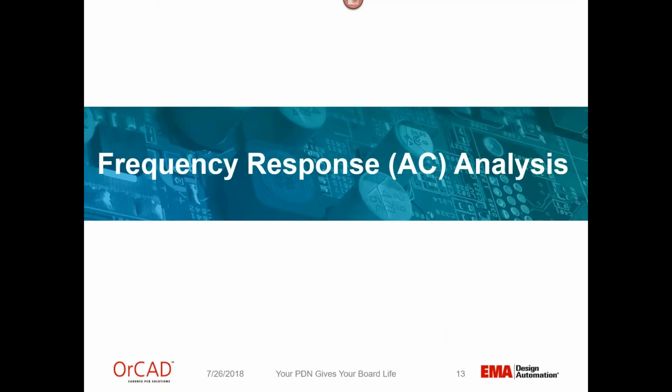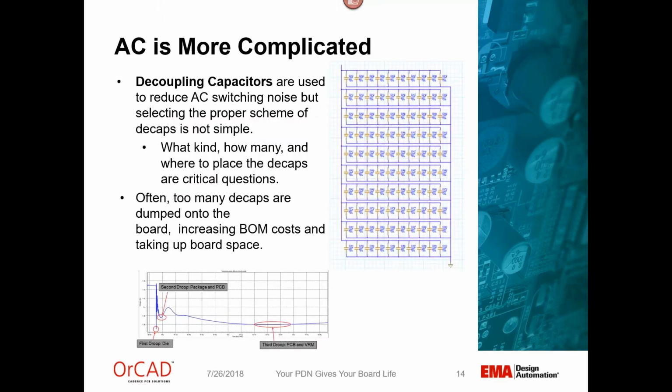Now let's step into the frequency domain, which is a little bit more complicated. Our primary tool from the board design side to tackle AC noise is the decoupling capacitor. But it's not as simple as placing down as many decoupling capacitors as are required from the data sheet. Often, we need to consider what kind of decoupling capacitor, how many, and where to put them as well. Here below, we can see that the second droop and the third droop are the PCB-controlled ripples that we can tackle with decoupling capacitors, which we'll call decaps from now on.